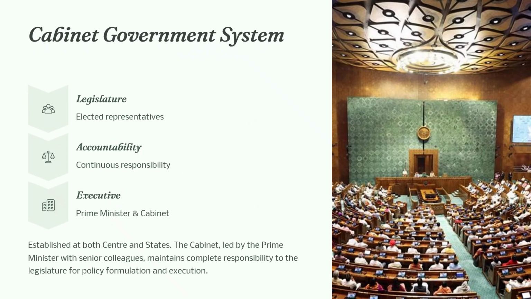Another feature of the Indian Constitution is cabinet government. The Constitution establishes cabinet type of government both at the center and in the states. The most distinctive feature of cabinet system of government is the complete and continuous responsibility of the executive to the legislature. The cabinet is composed of Prime Minister, who is the chief of the executive, and his senior colleagues who share the responsibility with him for the formulation and execution of the policies of the government.